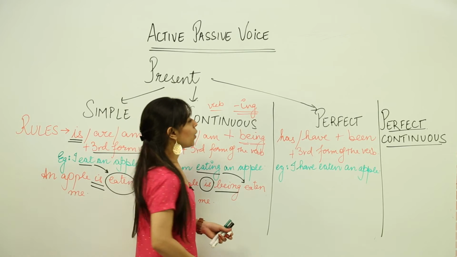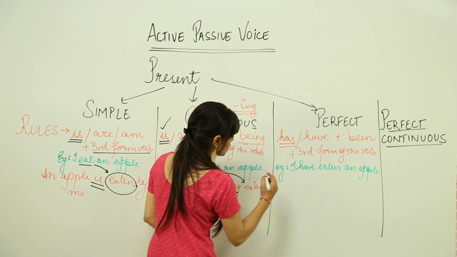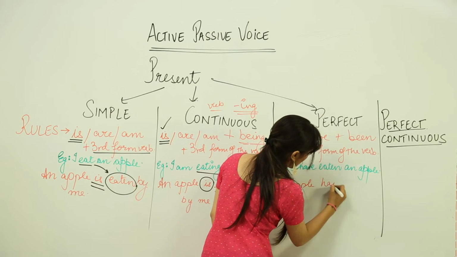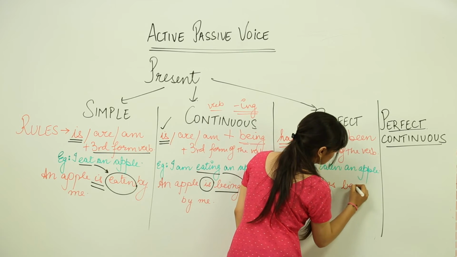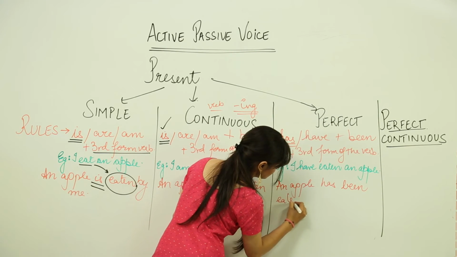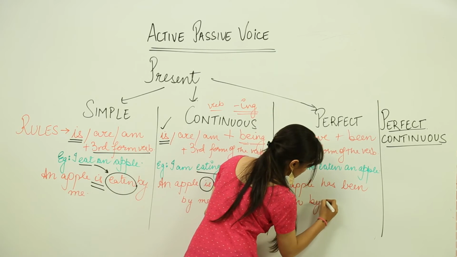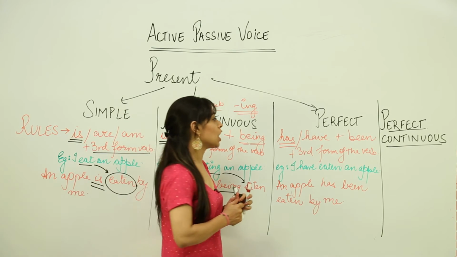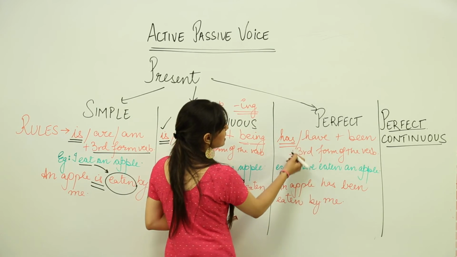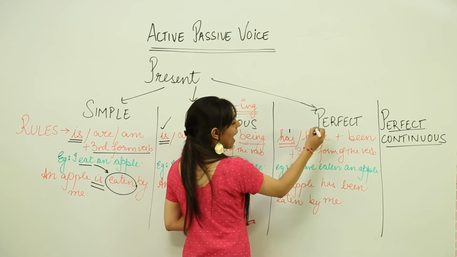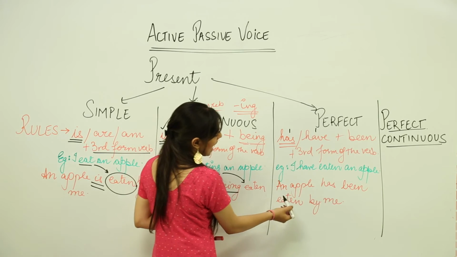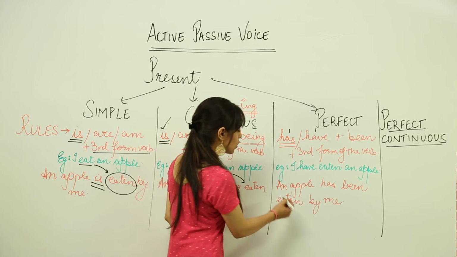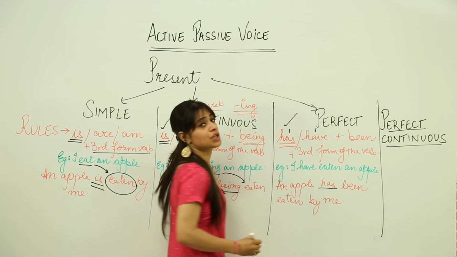Now in this case, we need to justify the conditions. So, an apple has been eaten by me. Let's see if we are fulfilling all the conditions according to the rule. So, the first condition says we need to have either has or have. So, from here we can see that in active voice we have the word have, and we have converted it into has. So, an apple has. Our first condition is fulfilled.